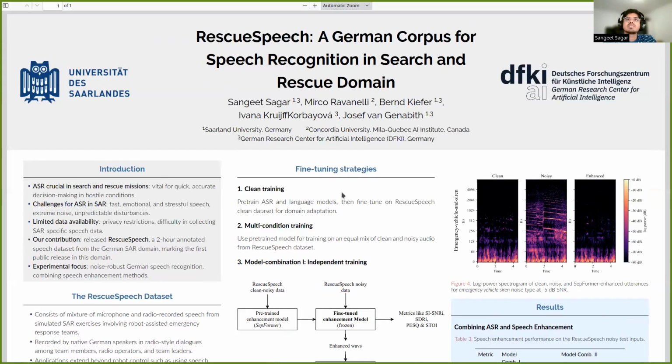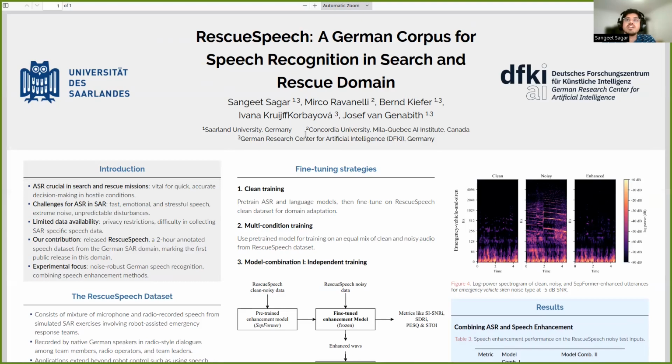Hello, my name is Sangeet Sagar, and today I will present the poster RescueSpeech, a German corpus for speech recognition in search and rescue domain. This work focuses on speech recognition for a specific related field, that is, search and rescue domain.